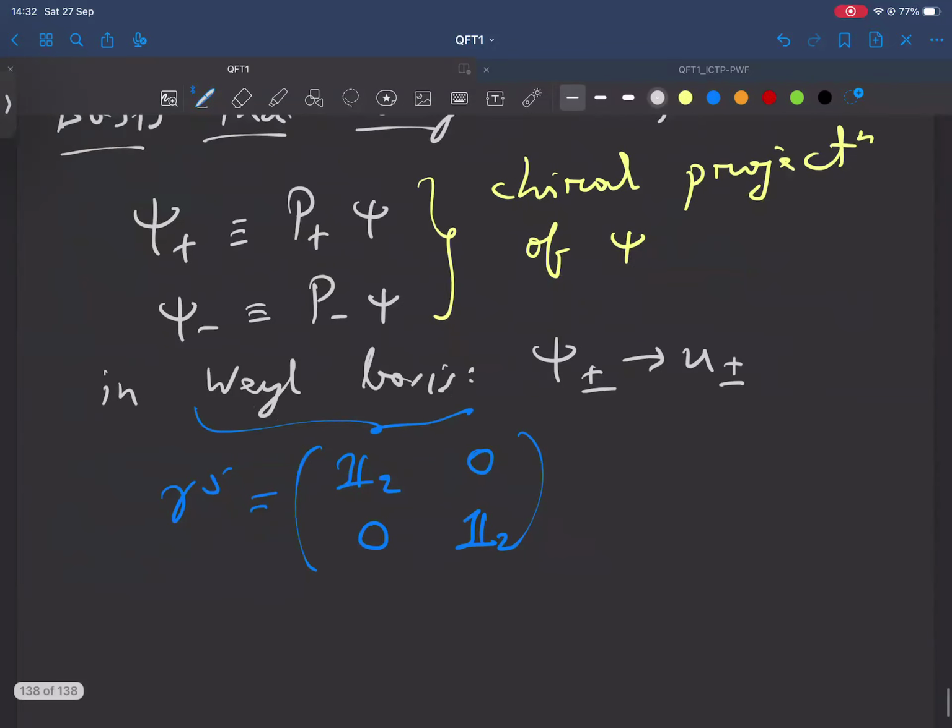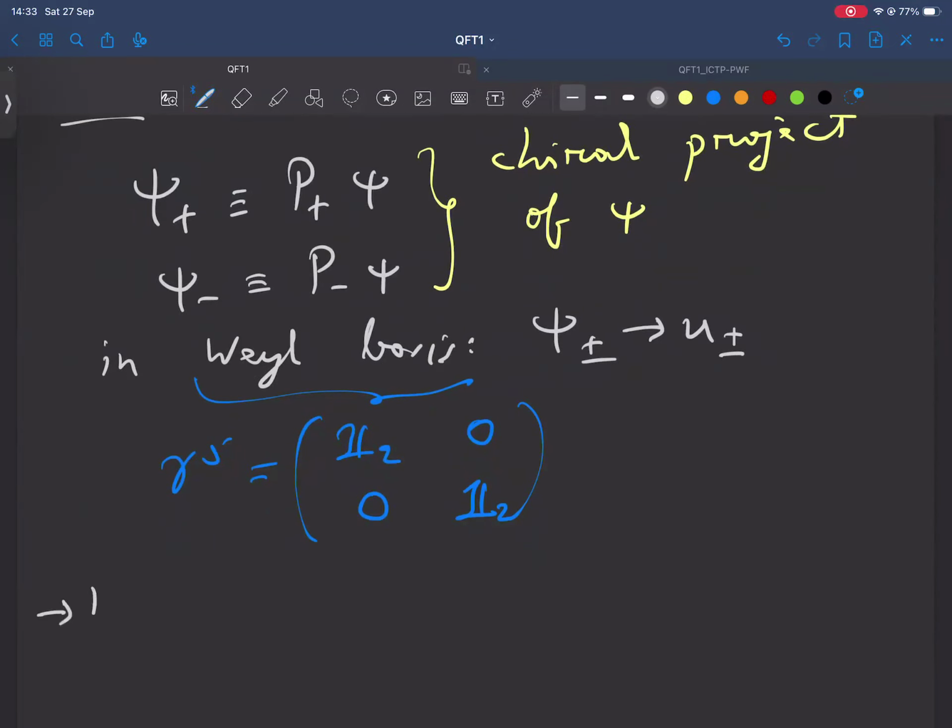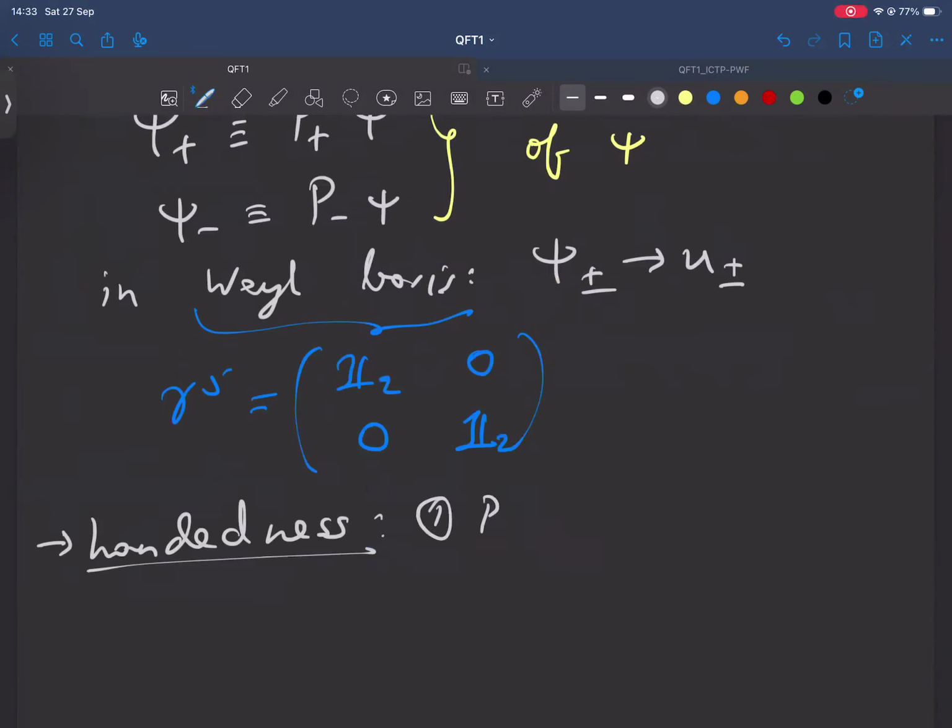Now, to understand handedness, let us discuss two concepts. First we will discuss parity, and then there will be a second thing called helicity. We will do it one by one.